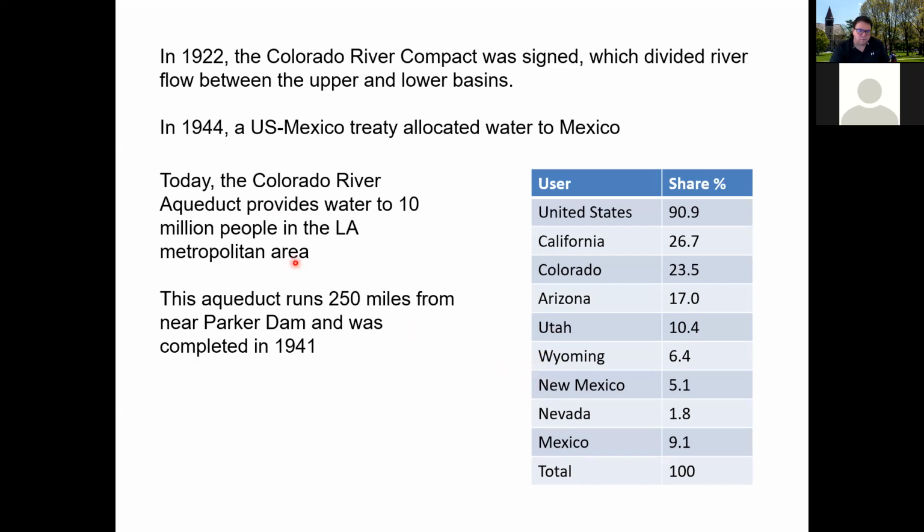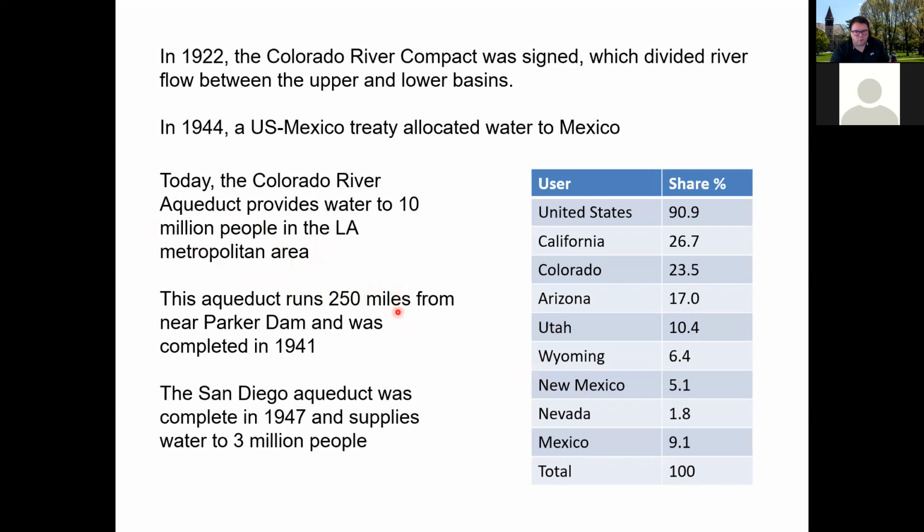So just in perspective, the water that gets to LA and to the southern Imperial Valley relies upon an aqueduct that runs 250 miles from Parker Dam, which started about 1941. The San Diego Aqueduct was constructed 6 years later as its own separate line, and actually delivers water for about 3 million people.